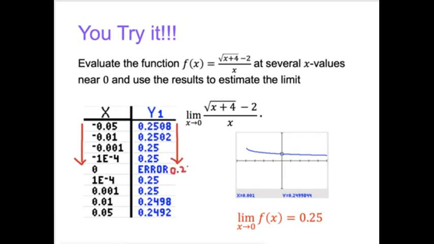I mean, the graphing calculator is already kind of doing a little rounding there because these numbers are so close to 0. And the same thing from the right direction. You can see that your function values are approaching 0.25.